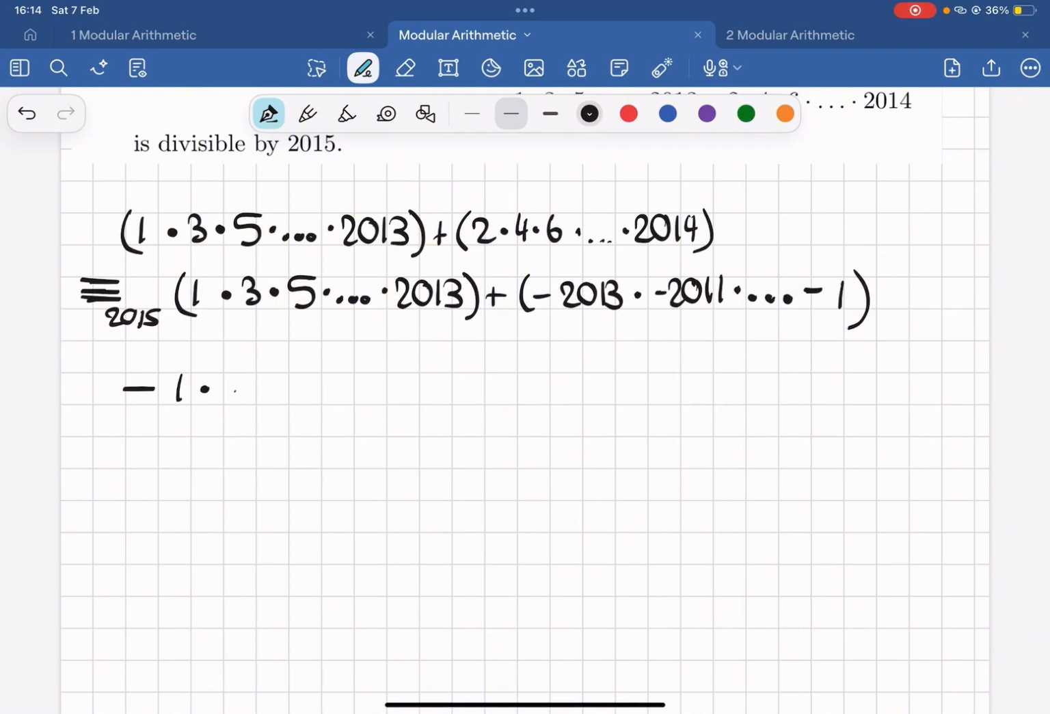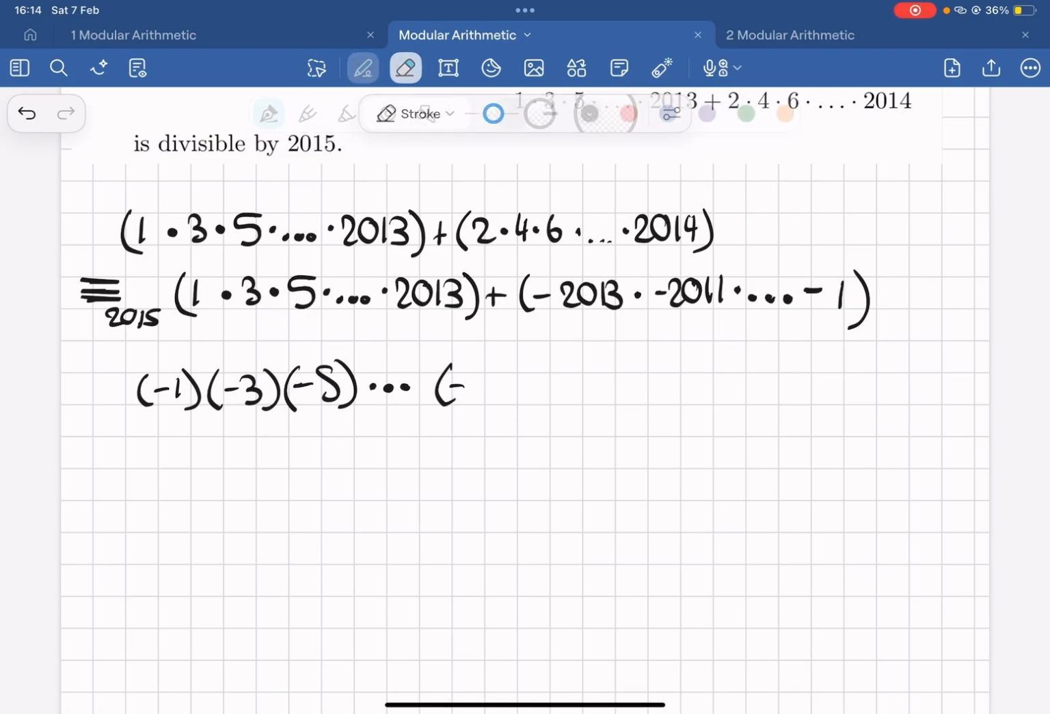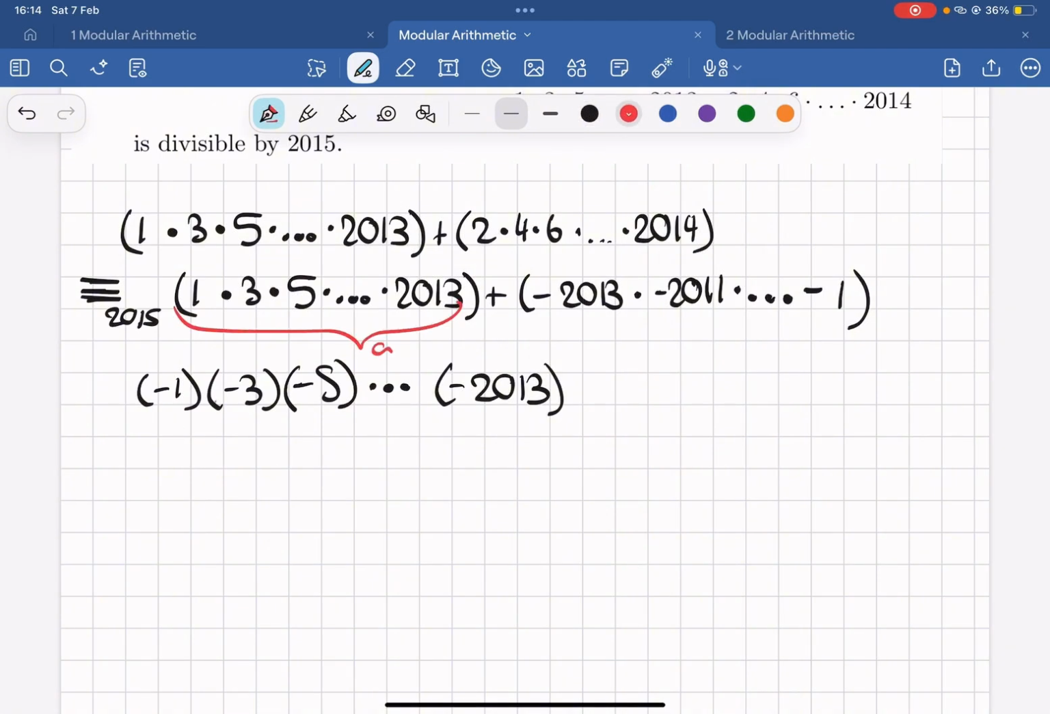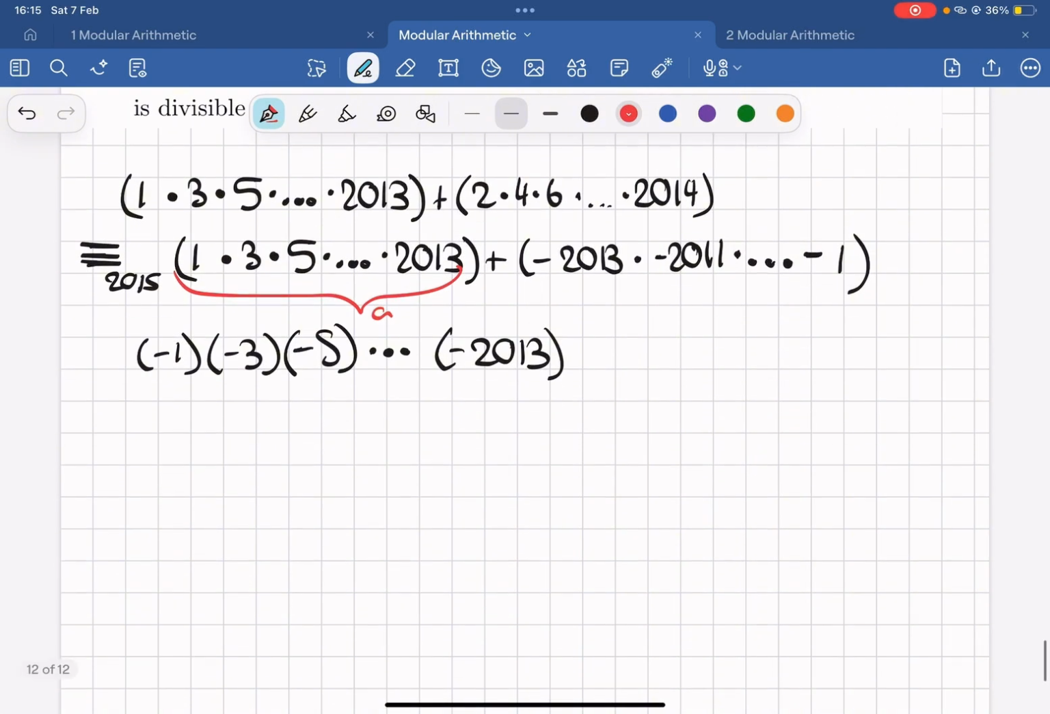So let's evaluate this. Minus 1 times minus 3 times minus 5 up until minus 2013. And if you call this bracket A, you want to find out whether this is A or minus A, and the way we'll do this is by finding out how many minuses there are. If it's an even amount, we'll have positive A, and an odd amount, we'll have negative A. So how do we find this? Well, we need to find out how many terms there are in this sequence.